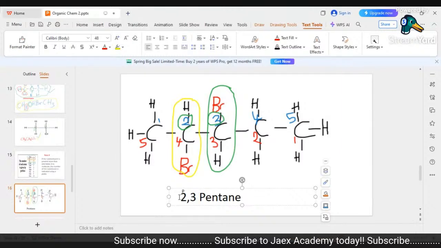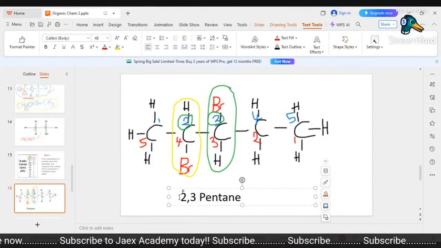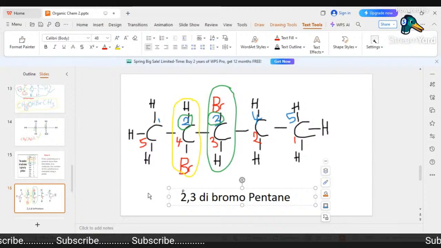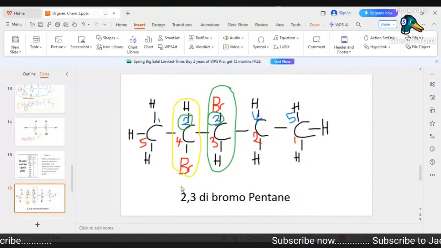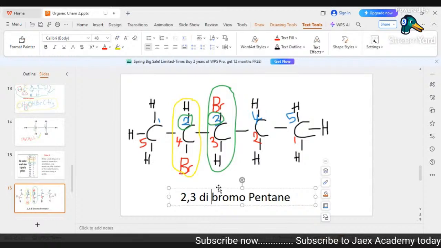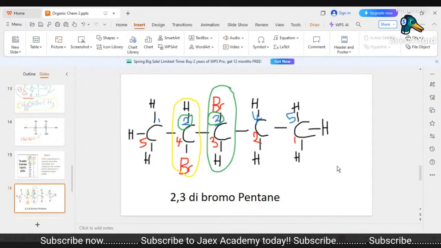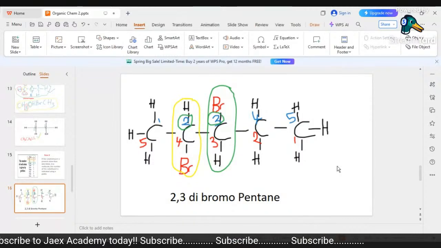In position 2 we have one bromine. Then in position 3 we have another bromine. We are looking at the front, the numbers. Now in this case, there are 2 bromine in this place. So what do we do now?